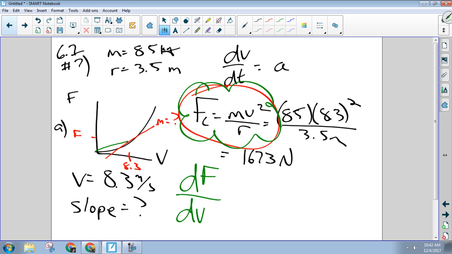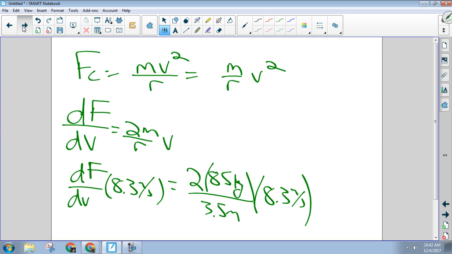What did I say? Yeah, you're saying integrate. Oh, am I saying integrate? I'm sorry, differentiate. My bad. So how did we know we had to differentiate with respect to velocity? Because that's what's on the x-axis. Okay? All right, so that's number 7a.